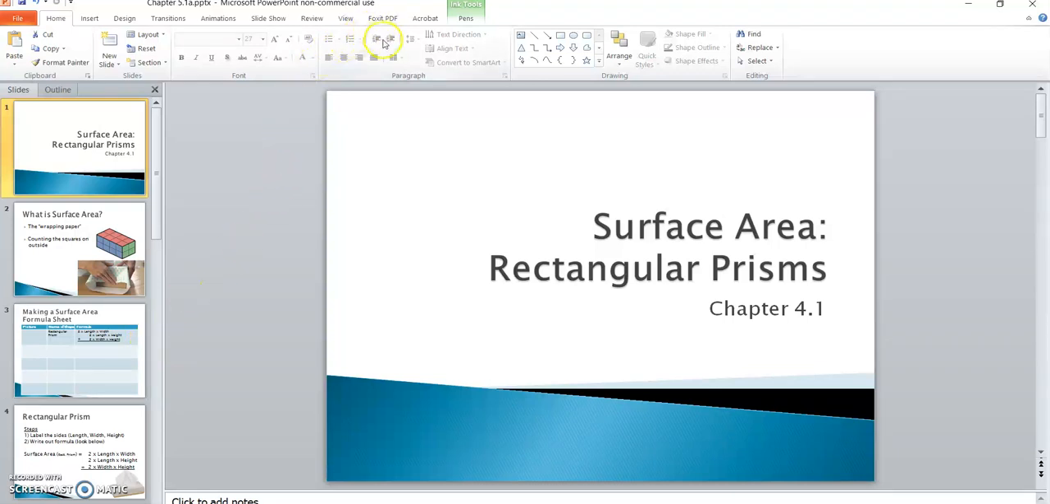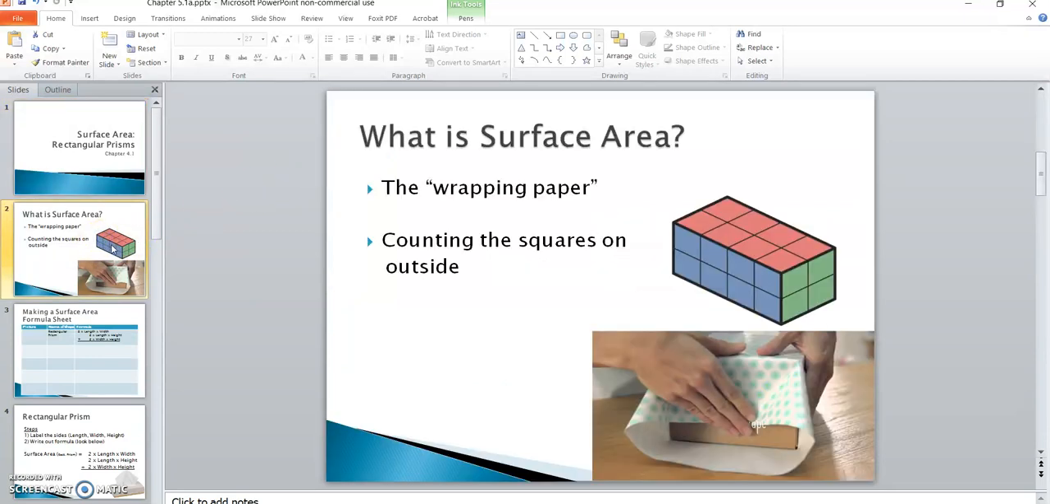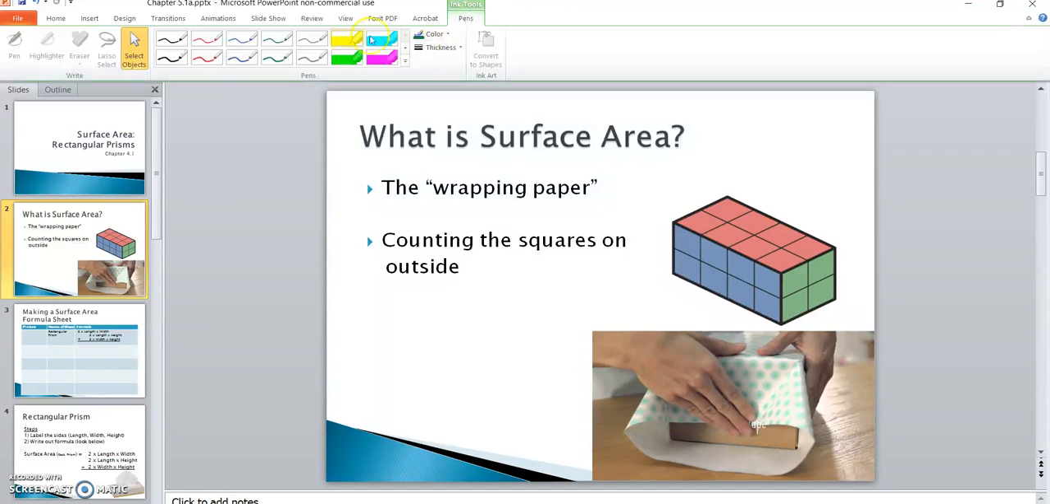Okay, this is the very first video of Chapter 4, where we are looking at surface area and particularly rectangular prisms. So what is surface area? Well, I think of surface area when I think of Christmas, because the wrapping paper usually has all these little squares on it. And that's what surface area is: it's counting up all of the little squares on the surface or the outside of a shape.